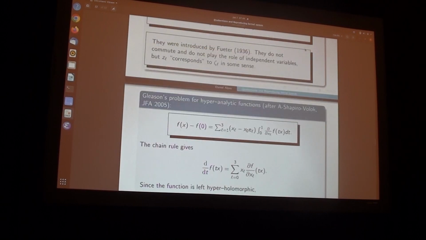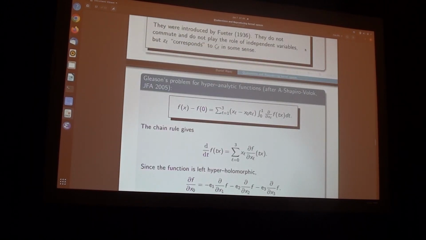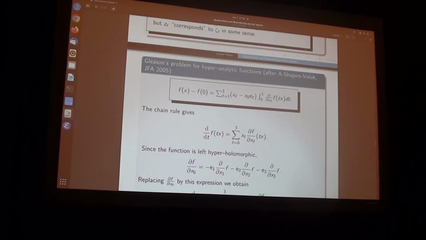The time will not allow, but here is an easy way, which was given in a paper in JFA in 2005, on how to reobtain the Fueter variables and the series.